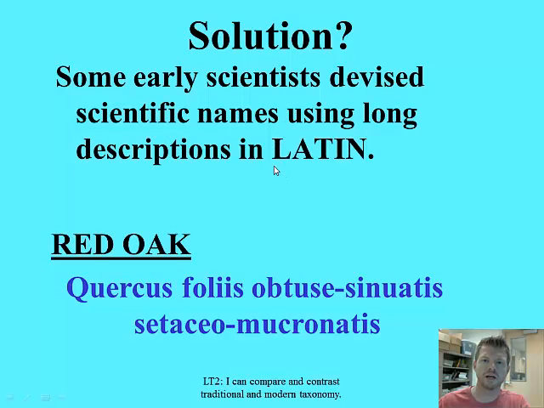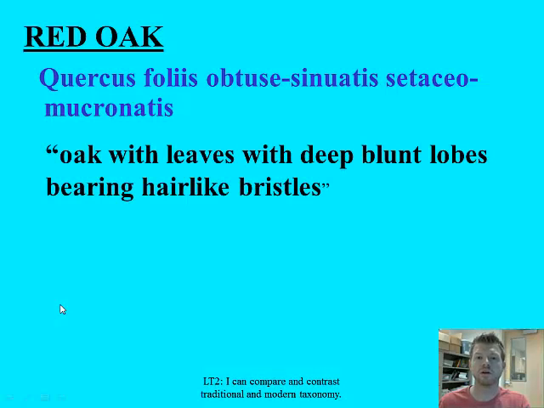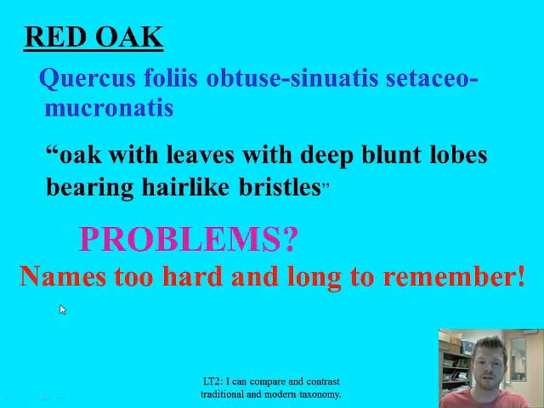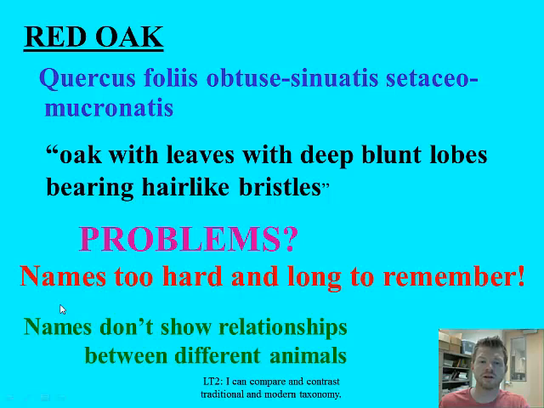Early taxonomists thought we could use common language of Latin to name things. So they came up with a system of naming organisms based off the description, but the words were in Latin. Look how long this is. Okay, that seems to produce an issue as well. Okay, it's talking about oak leaf with deep blunt lobes bearing hair-like bristles. Okay, that's what it looks like, but it's too hard and long to remember, and it also will not show the relationship between organisms. It's simply going to give a description.